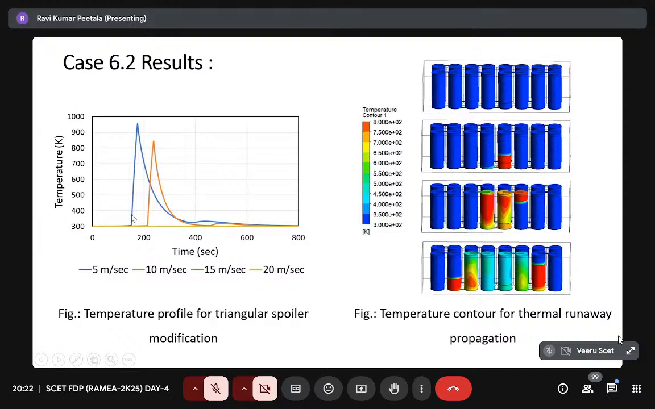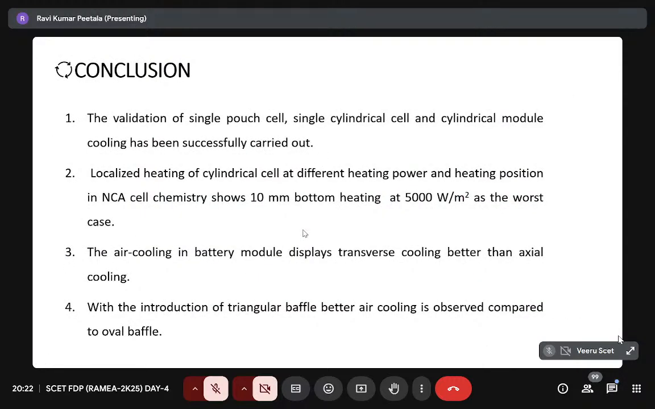If it is 5 meters per second and 10 meters per second flow rates, the thermal runaway is observed. If 15 and 20, the thermal runaway is not observed up to 800 seconds. So from the conclusions, I can say that we validated single pouch cell and cylindrical cells and localized heating conditions with different heating powers, and worst case we observed 500 watt per meter square.